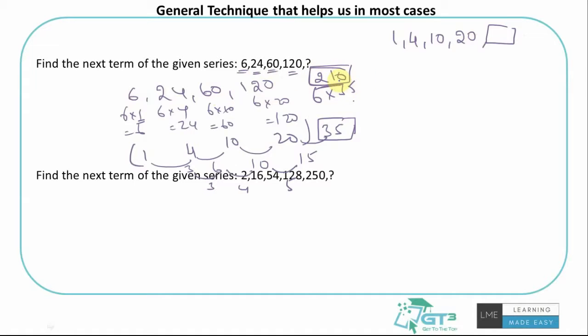So how did I calculate 35? I am trying to establish a relationship between 1, 4, 10 and 20. I first see what I am adding here: 1 plus 3, 4 plus 6, 10 plus 10 is 20. Again, I don't see a straight pattern between 3, 6 and 10. But what is the difference between 3 and 6? 3. 6 and 10 is 4. So I'll expect 5 next, and now I see a pattern 3, 4, and it should be 5. So it should be 15. So now 20 plus 15 should be 35.